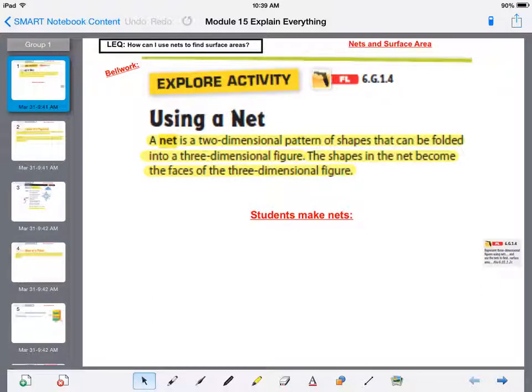Hi guys, and welcome to Module 15, where we will talk about nets and surface area. We will start by talking about nets. Remember, we made nets in class.